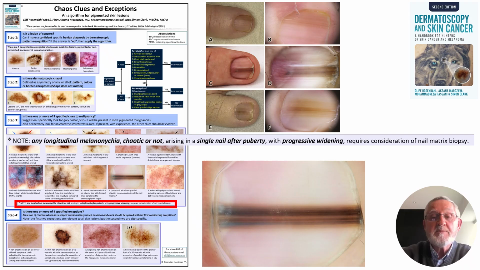Now you can see here some examples from the book Dermatoscopy and Skin Cancer. On the upper panel, the lines are not chaotic, they are even, but this is a melanoma in situ of the nail matrix.